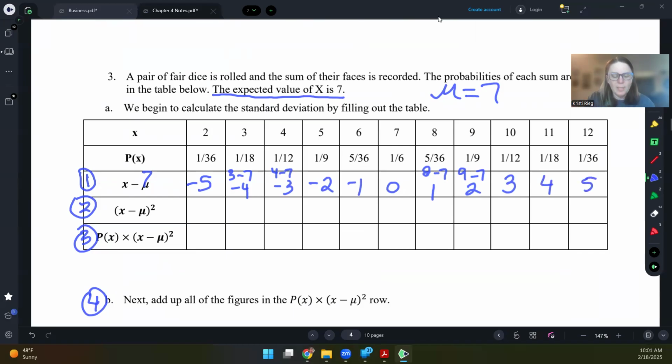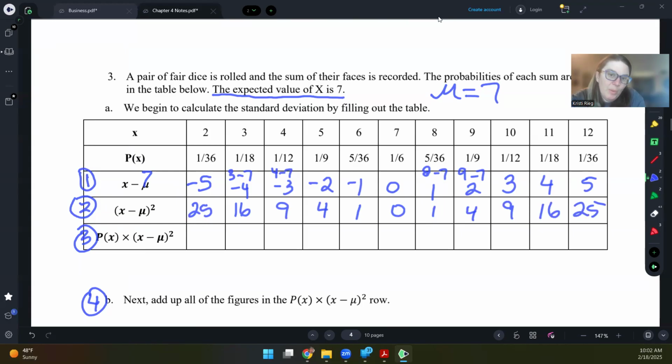Okay. Now we're going to square that. Remember, when we square things, it's always positive. So if you use your calculator or you don't, it doesn't matter. Just make sure your answer is always positive. So we have 25, 4 squared is 16, 9, 4, 1, 0. And back up, 1, 4, 9, 16, 25.